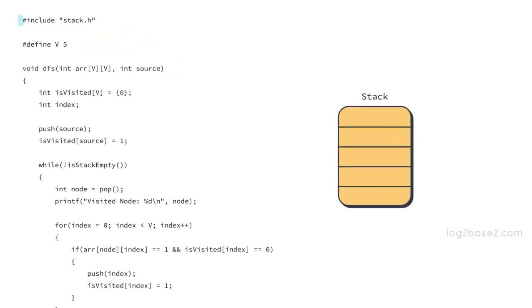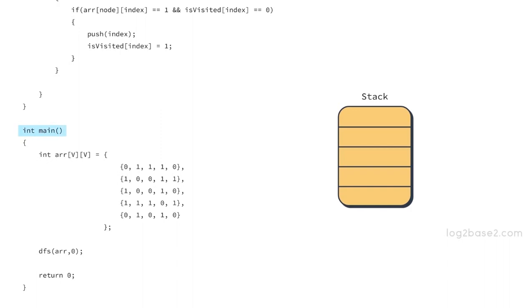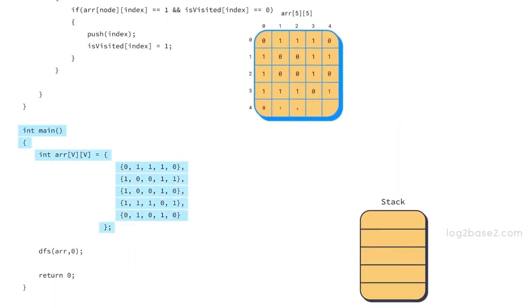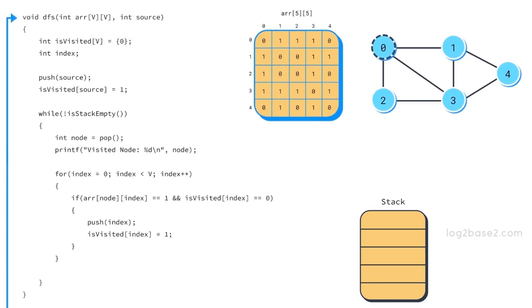So we include stack.h and define the size of the graph, V, as 5. Now in main, let us define the graph as an adjacency matrix. So we have ARR of V by V equal to these values. So the graph is defined now. Now let us call the function DFS by passing this adjacency matrix ARR and the starting vertex. We can start from any vertex. Here, we will start from the vertex 0. So control gets here and the matrix is stored in ARR and 0 is stored in source.